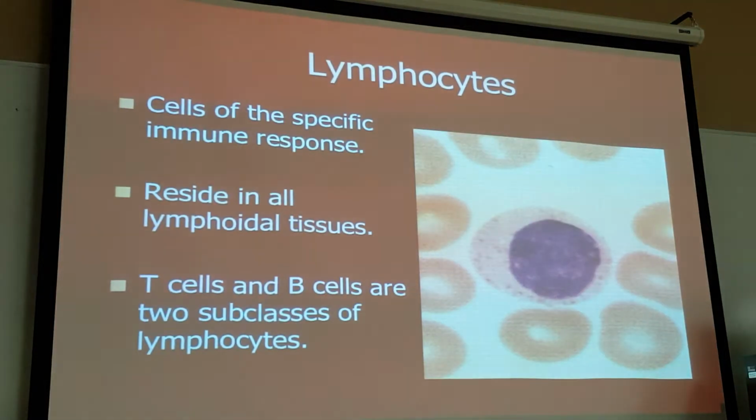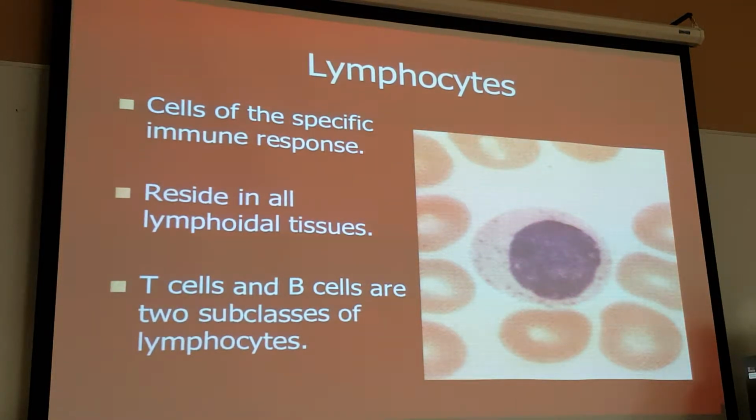The two types of agranulocytes are lymphocytes, and there are two types of lymphocytes, T cells and B cells. Cells of our immune system for the specific immune response that we'll talk about in excruciating detail in a couple weeks. Very, very interesting stuff.